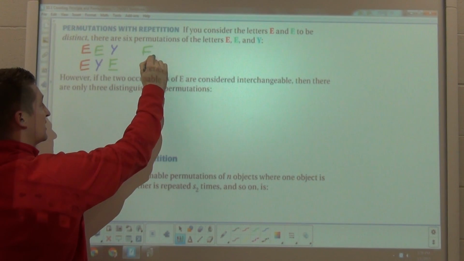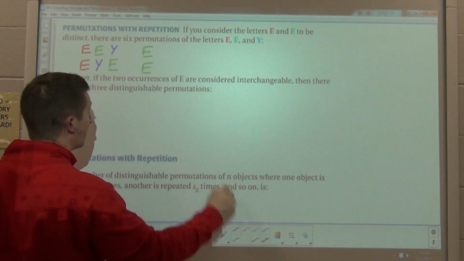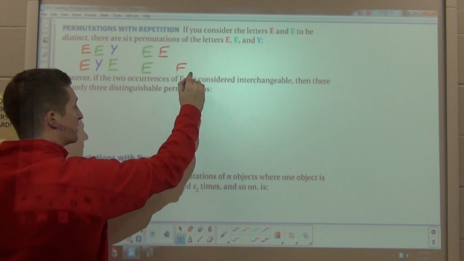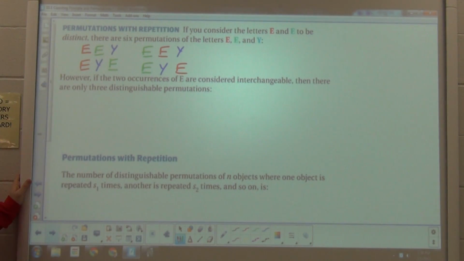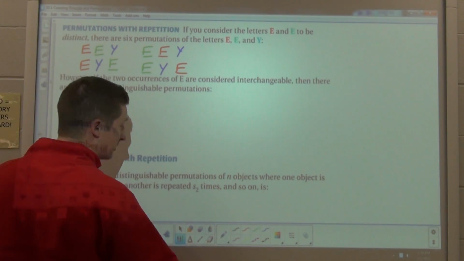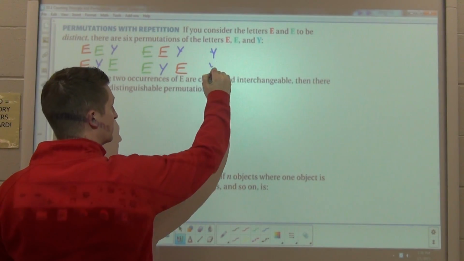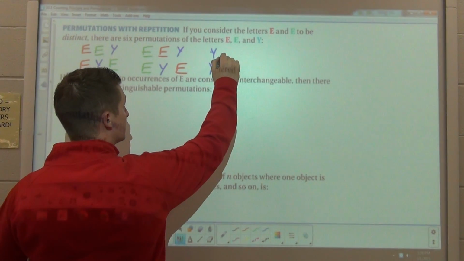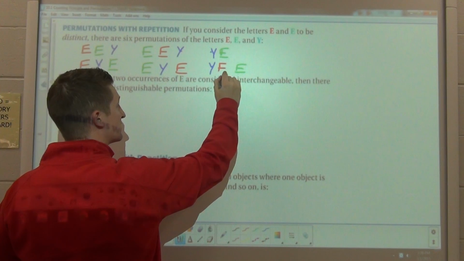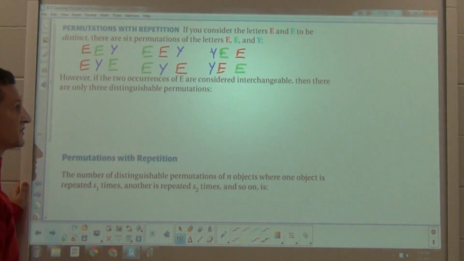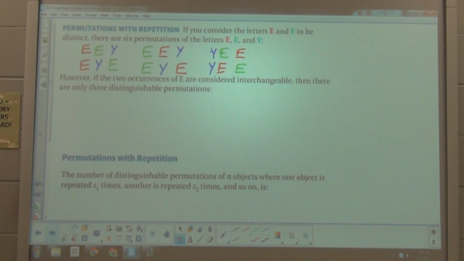Next, I'll put the green E at the beginning. I'll put the red E here and here, and the blue Y here and here. So now we're up to 2 more options, so we're at 4 options total. Last one, I'm going to put the Y at the beginning. I'll put the green E second, the green E third, the red E second, the red E third. So 6 different ways that I could put those in order if I consider E and E to be distinct, because I said, hey, this one's red and this one's green, so they're different things.